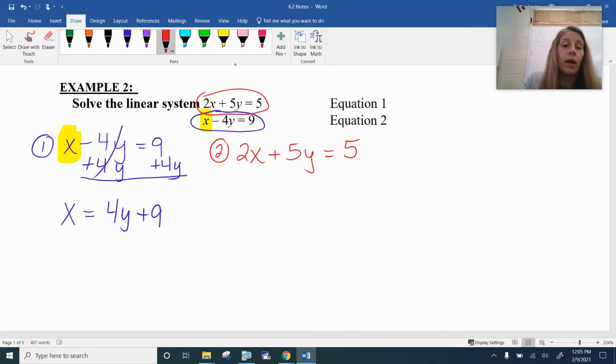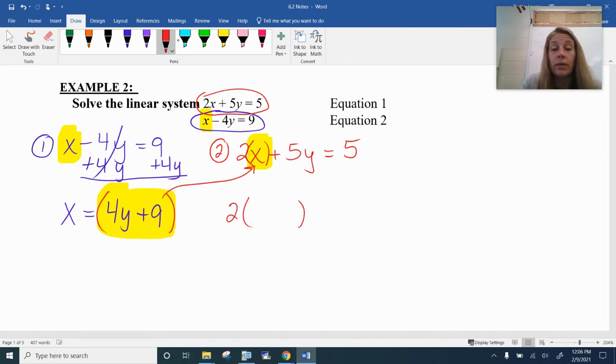And of course, I'm going to take this expression that I have here that's equal to x, and I'm going to substitute it into my other equation in place of that x. So this 4y plus 9 is going to go in here where the x is. Make sure you're using parentheses when you substitute that expression in because you will have to distribute that too. So 4y plus 9, and I still have the rest of my equation, plus 5y equals 5.